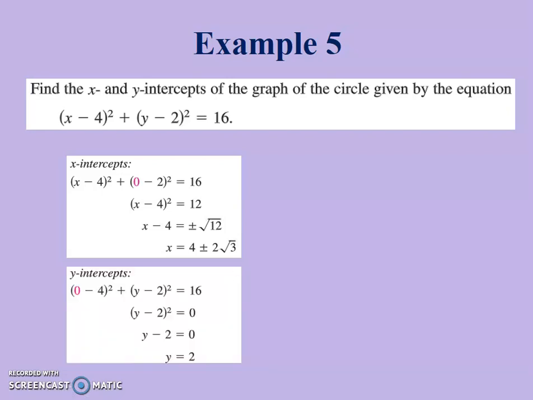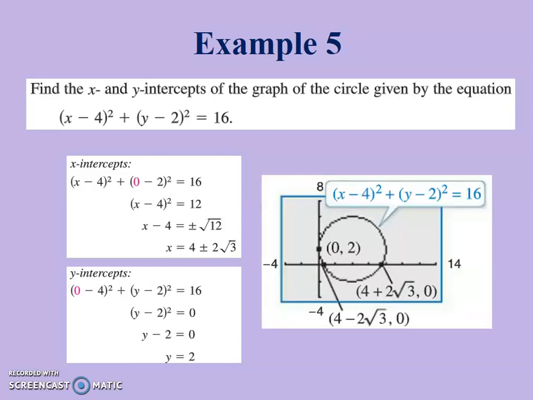To find your y-intercept, you do something very similar, except this time you set x equal to 0. You'll plug it in, and you'll solve. So if you were to actually graph this on Desmos or your calculator, you can see here that the y-intercept truly is (0, 2), and then these as decimals are somewhere between 0 and 1, and 3 and 4. So you have your two x-intercepts there.